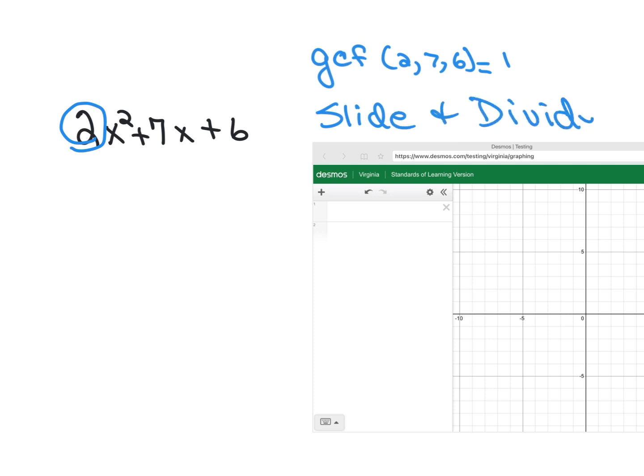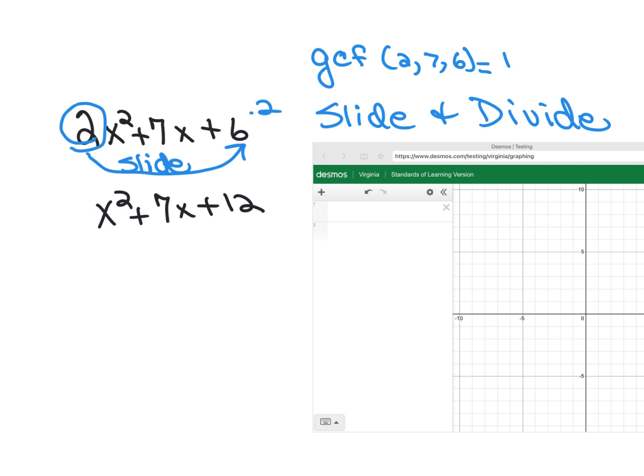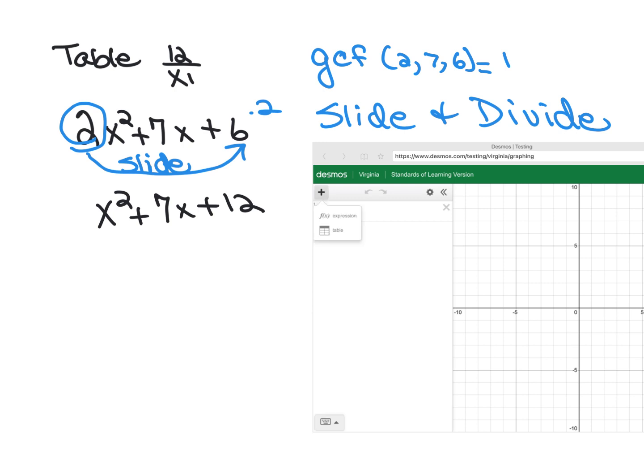Okay, so the first thing that I'm going to do is I'm going to slide, and when I slide that 2, it moves over and it is multiplied times that 6. So my problem now would look like x squared plus 7x plus 12. At this point, I'm ready to go to my table on Desmos. And I'm going to type in the third number divided by x1. And due to the fact that I'm on a different screen, then I'm going to add that table again.